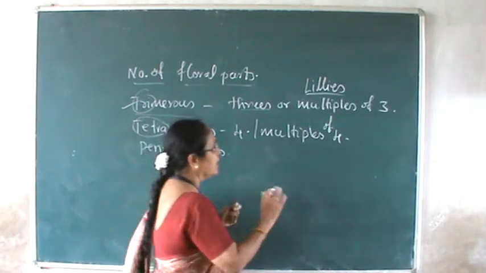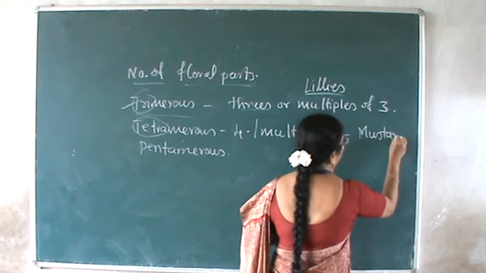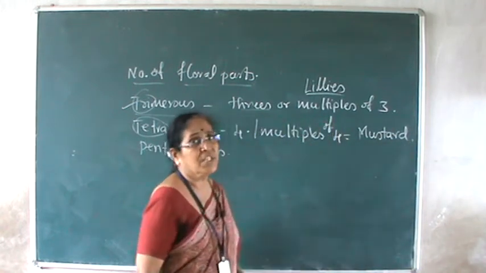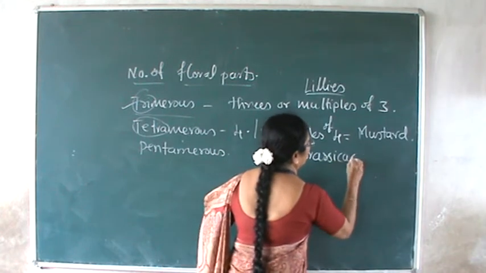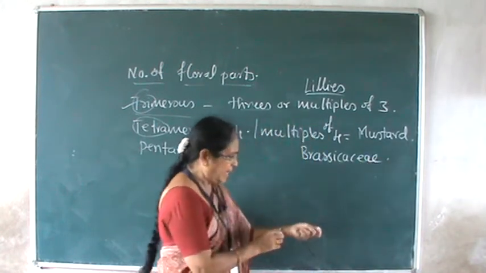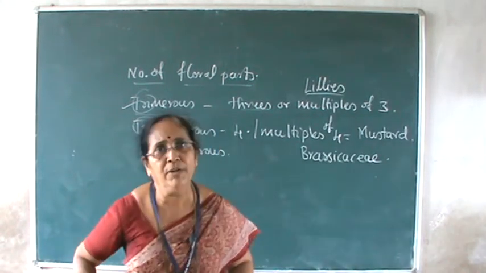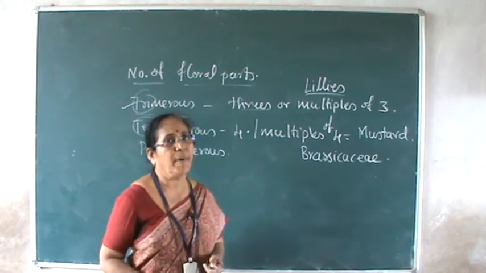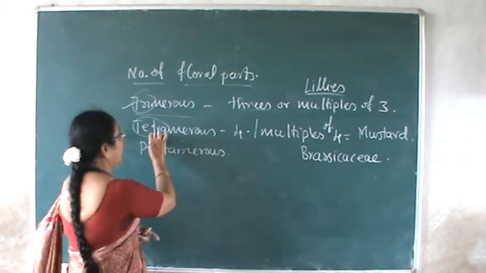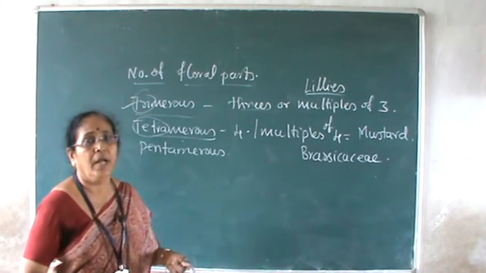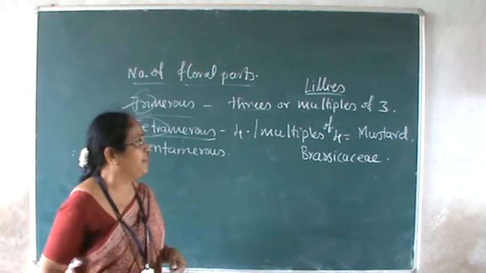This is very characteristically found in mustard family. Mustard family is Brassicaceae. Mustard, radish, knolkhol, cabbage, cauliflower, they are all the members of Brassicaceae family. And the entire family is characterized by tetramerous condition of the flower. You will not find this condition in any other family. Very important character of that family.